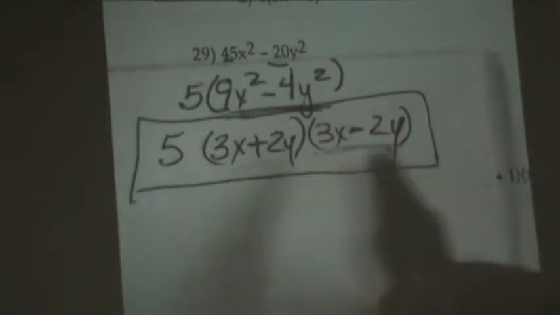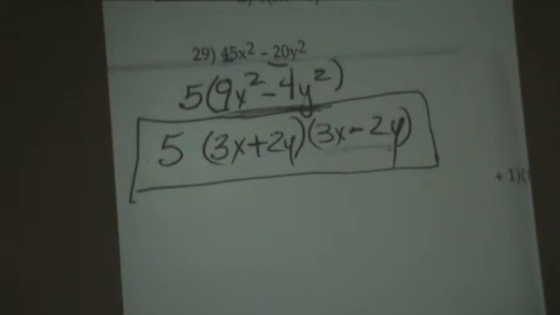So keep factoring. 9x squared is 3x times 3x, right? 4y squared is 2y times 2y. Put your plus and minus. Now that's as far as you can go. You need to watch when you factor to make sure you can't keep factoring though, okay? Because eventually you'll get to somewhere you keep factoring again, like in your homework.